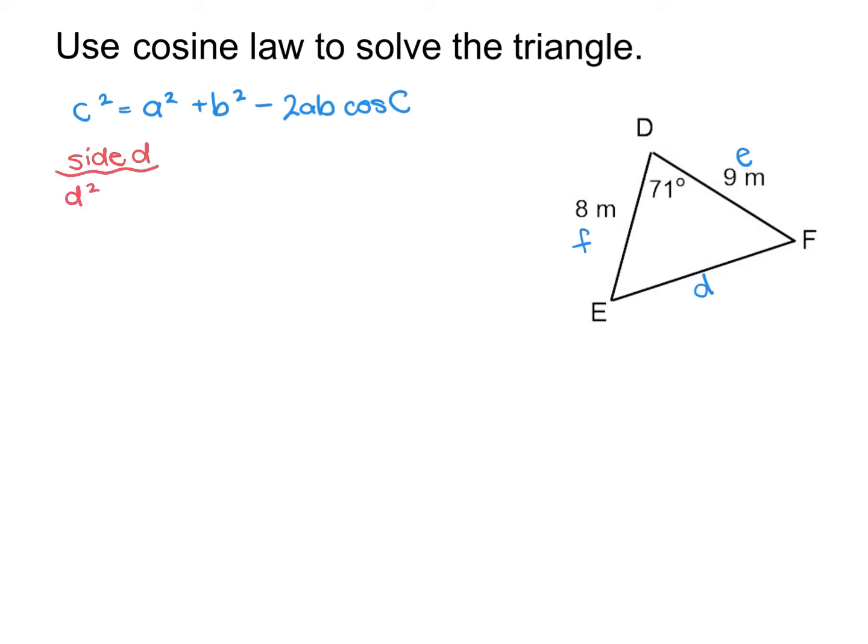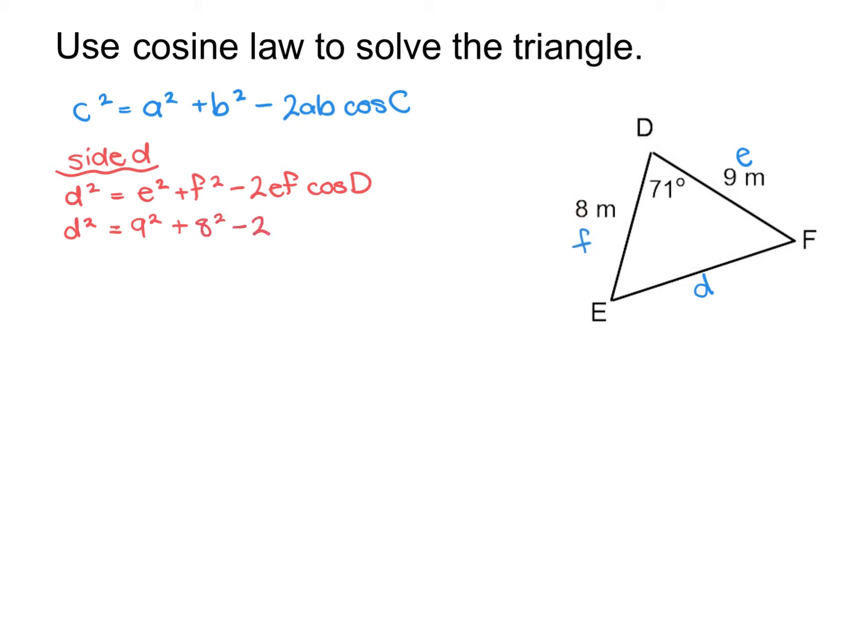Now the new equation is going to be D squared is equal to E squared plus F squared minus 2 times EF times cos of angle D in capital letters. Okay, so now let's substitute the actual numbers. Now D is just plain D, so I'm going to write D squared here. Now E is right here, which happens to be 9, so I'm going to write 9 squared. Plus F, well F happens to be 8, so I'm going to write 8 squared.